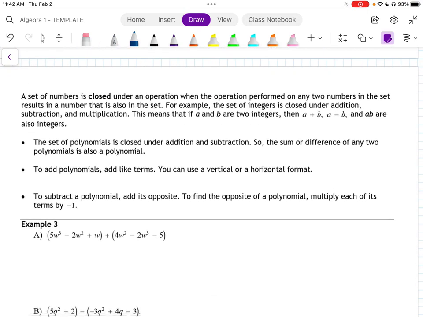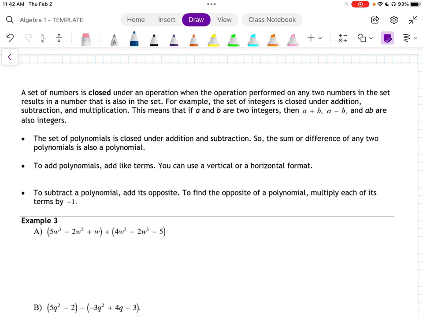All right, next up. We're going to be looking at adding and subtracting them. So first off, we have this idea here. A set of numbers, right? A set is a grouping. A set of numbers is closed under an operation when the operation performed on any 2 numbers in the set results in a number that is also in the set.